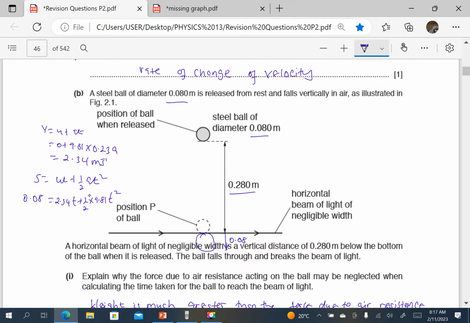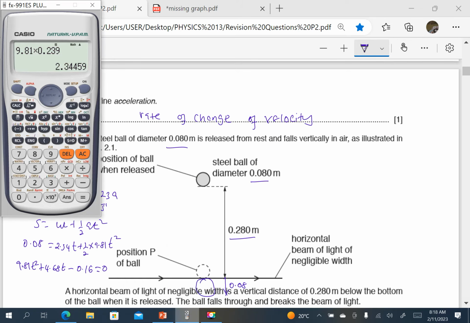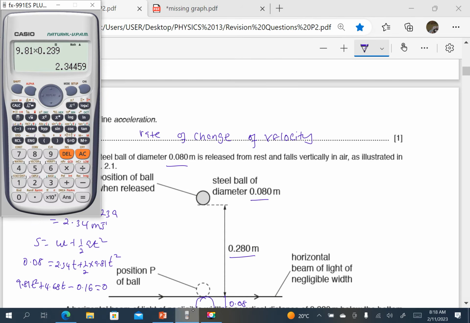So you should be able to solve this quadratic equation if you are a good mathematician. You will have 9.81 t squared plus, multiplying this by 2, 4.68 t. I bring 0.08 to the left hand side; after multiplying by 2, it will be 0.16. This should give us 0. So you should be able to solve that quadratic equation. I hope it is possible for me to solve this here. I'm not good at using this calculator, but let me try.